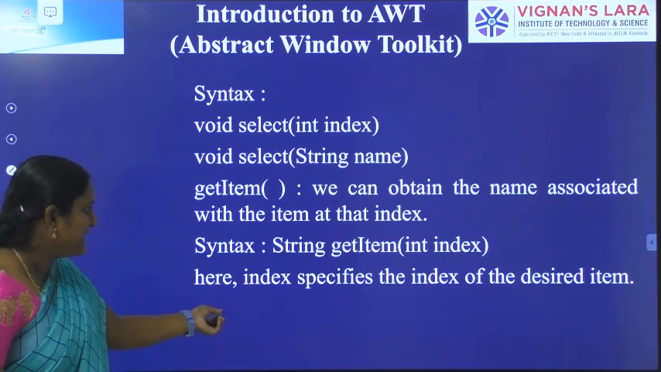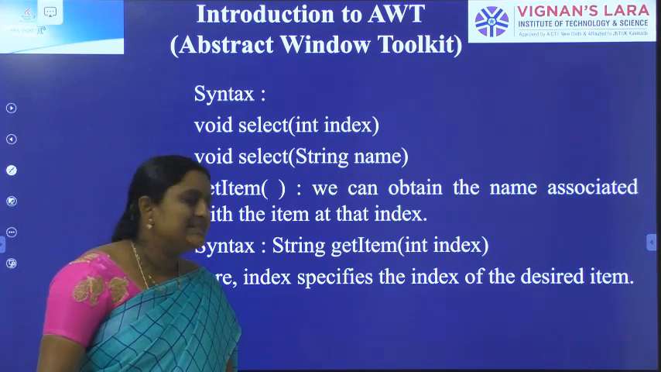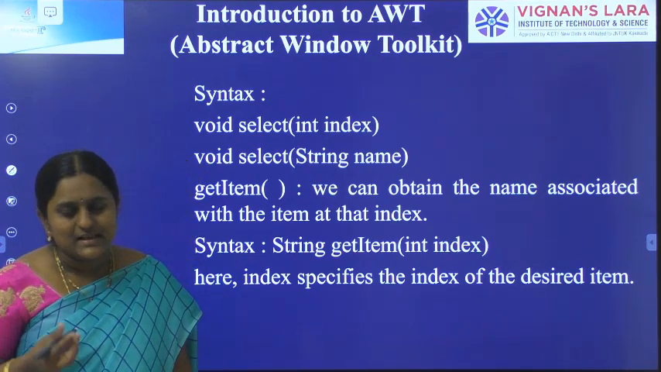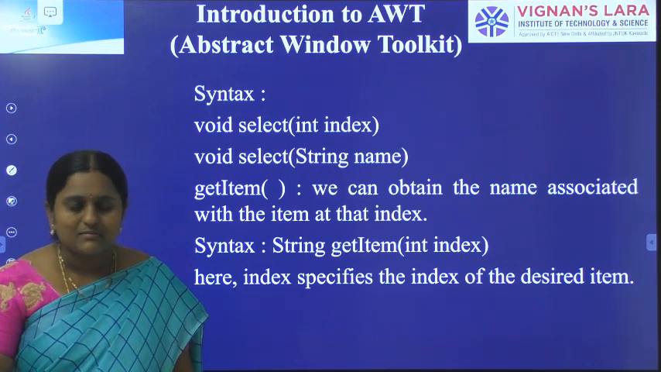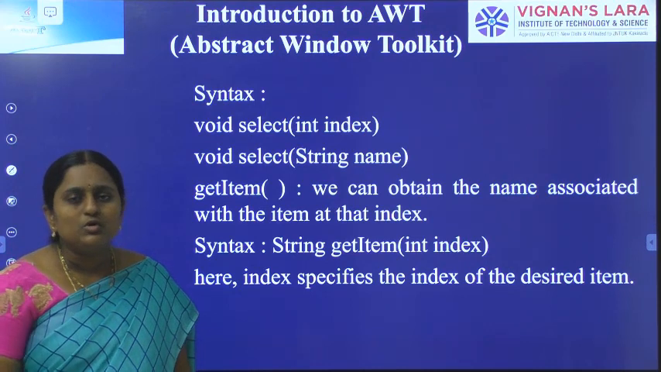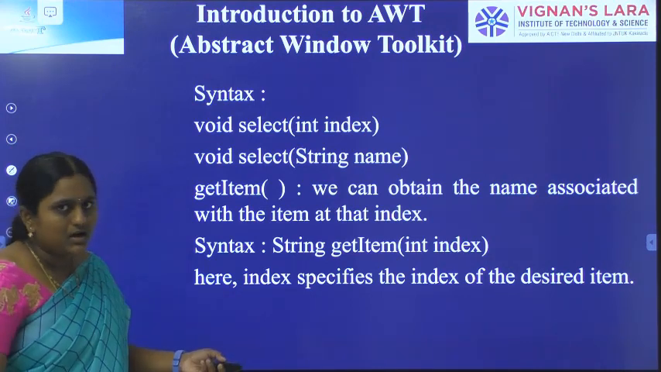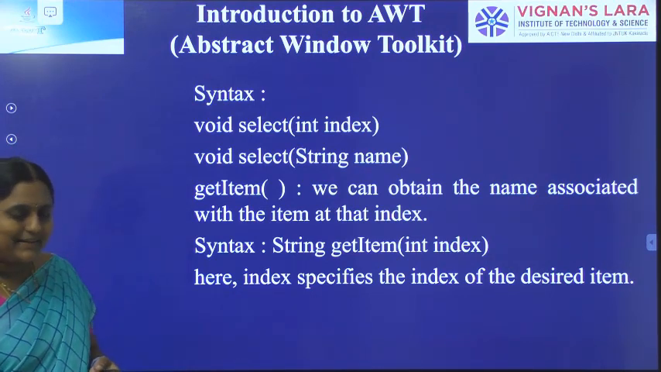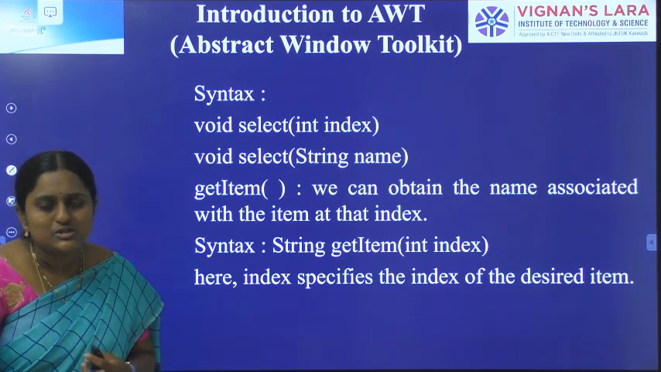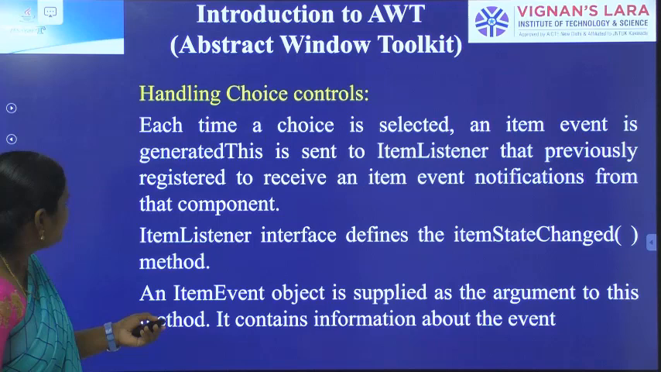It is String getItem(int index), which is the syntax. Here index specifies the index of the desired item. What item is placed in which index? CSE is placed in which index? Item EC is placed in which index? IT is placed in which index? So we want to know, and it will help us to find this in the choice-based control GUI component.